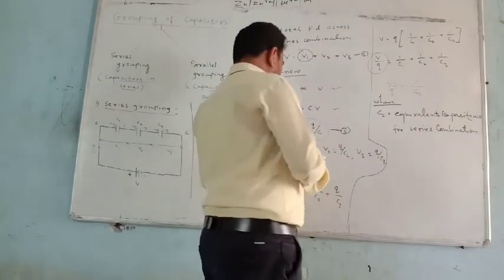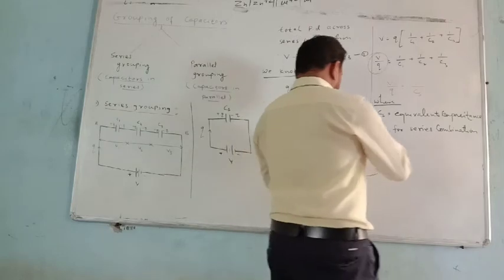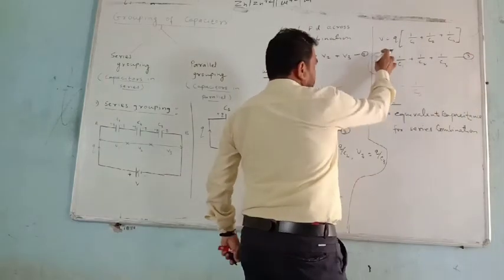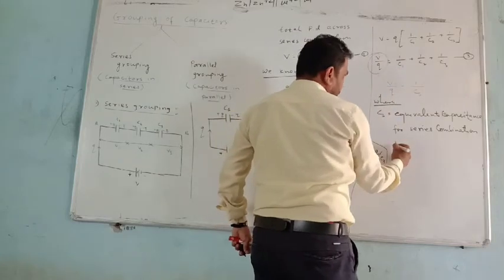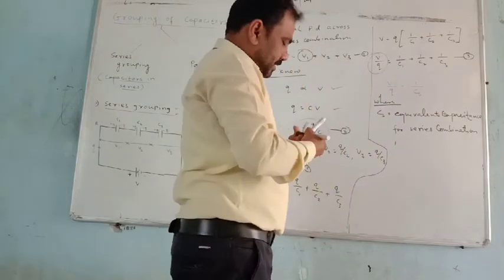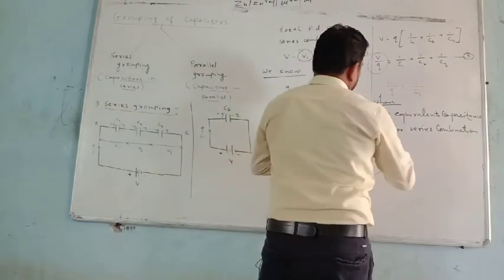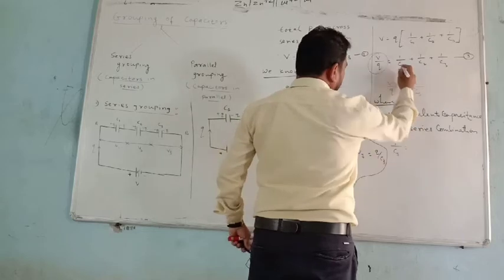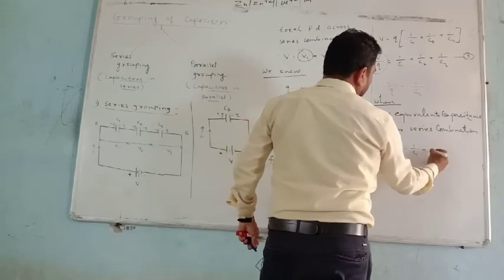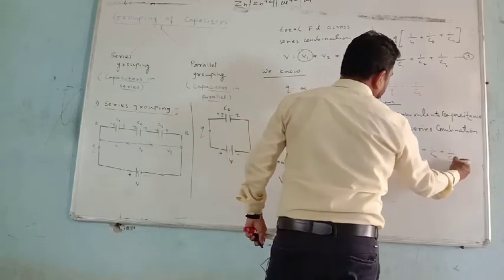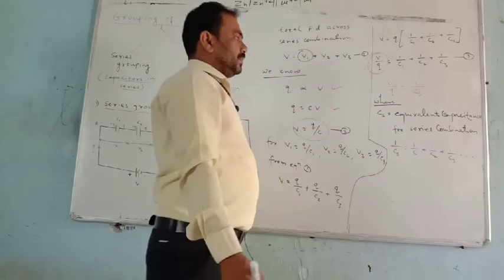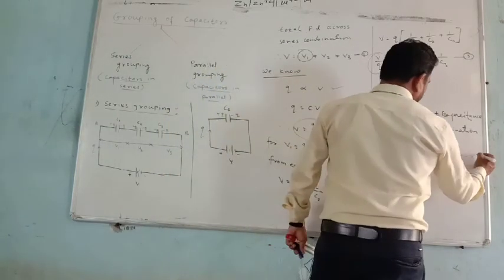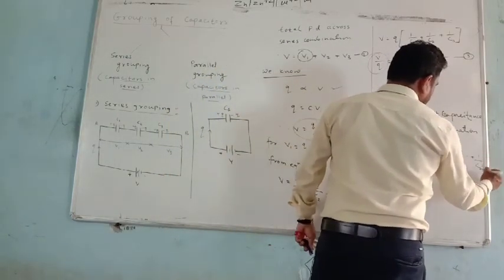So this equation, suppose it is equation 3, can be written as: instead of V by Q, we can write 1 by CS, which is exactly equal to 1 by C1 plus 1 by C2 plus 1 by C3 up to Cn.